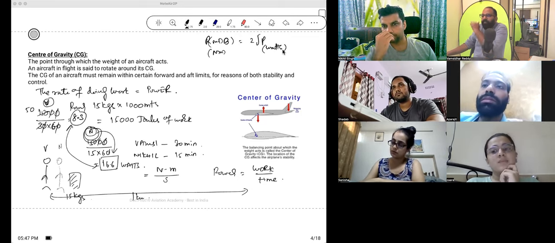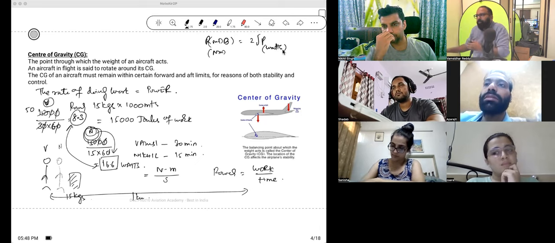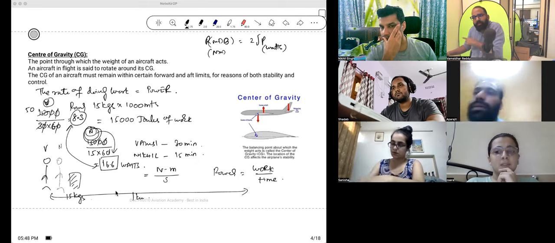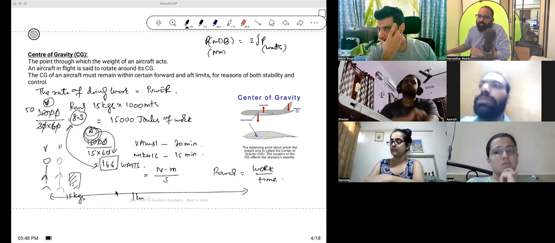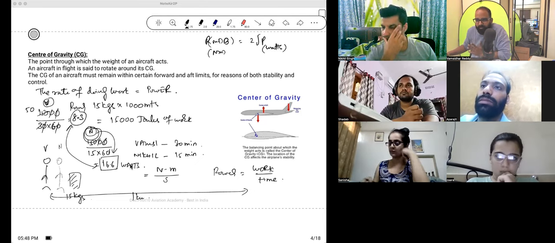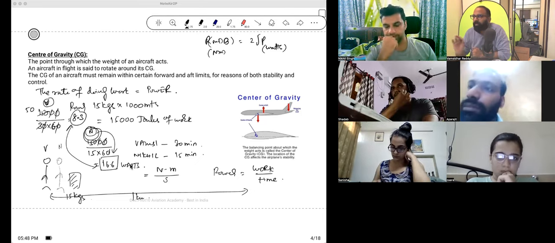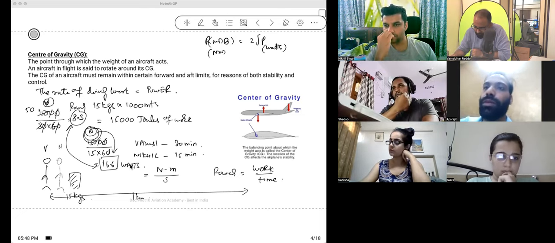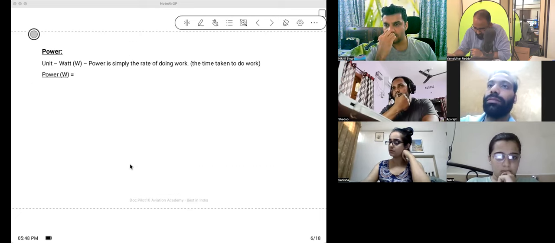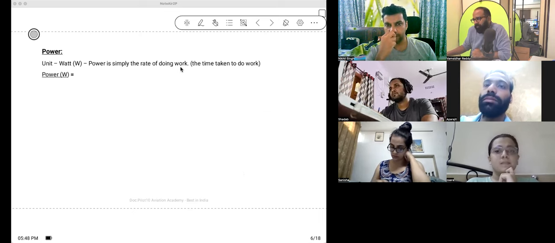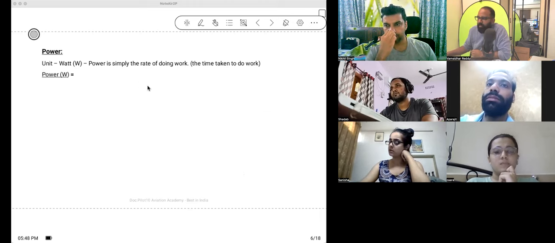Here, watts means power. Those watts are measured in terms of electricity. But there I'll correlate the movement of electrons with the power applied, just as the movement of weight here. Clear? Shall I move on? This is just the basics. Does anybody have any doubt till now? Everything is super clear. Next. Work is done. Power is the rate of doing work, the time taken to do work. This is called power.